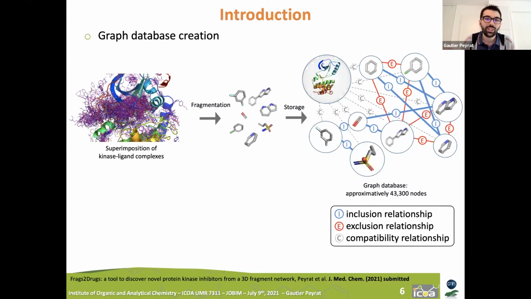We can have a compatibility relationship between a fragment and a protein, which indicates that this fragment can go in the active site of this protein. And between several fragments, we can have inclusion or exclusion relationships, which indicate whether all the angle values and the distances between each fragment allow them to be merged into a molecule.